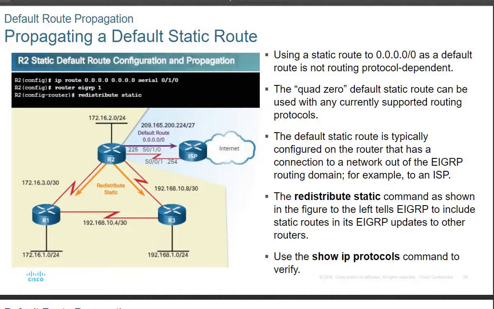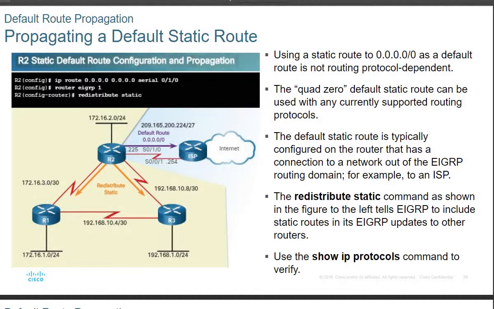Default Route Propagation. Propagating a default static route using a static route to 0.0.0.0/0 as a default route is not routing protocol dependent. The quad 0 default static route can be used with any currently supported routing protocols.